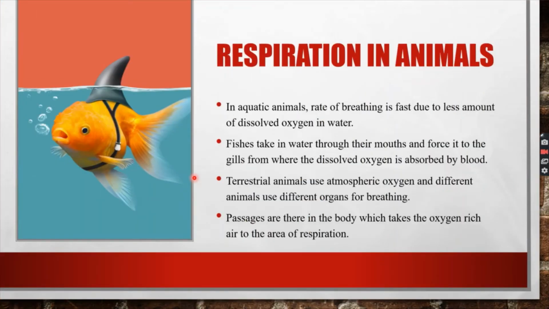Now let's learn about respiration in animals. In aquatic animals, the rate of breathing is fast due to the small amount of dissolved oxygen in water. Fishes take in water through their mouth and force it to the gills, from where the dissolved oxygen is absorbed by blood. Terrestrial animals use atmospheric oxygen, and different animals use different organs for breathing.